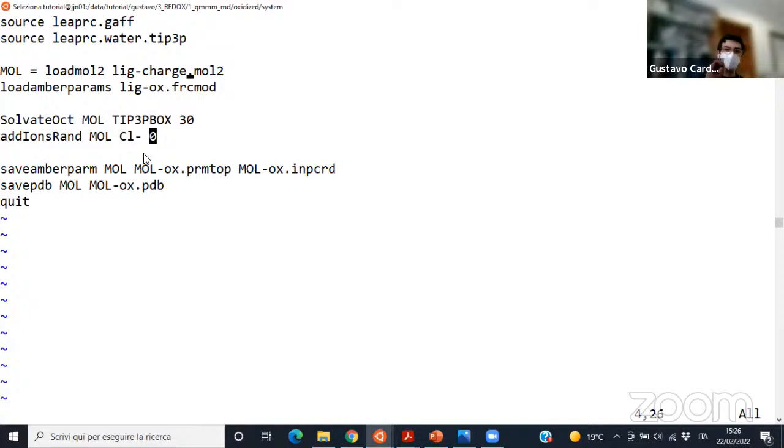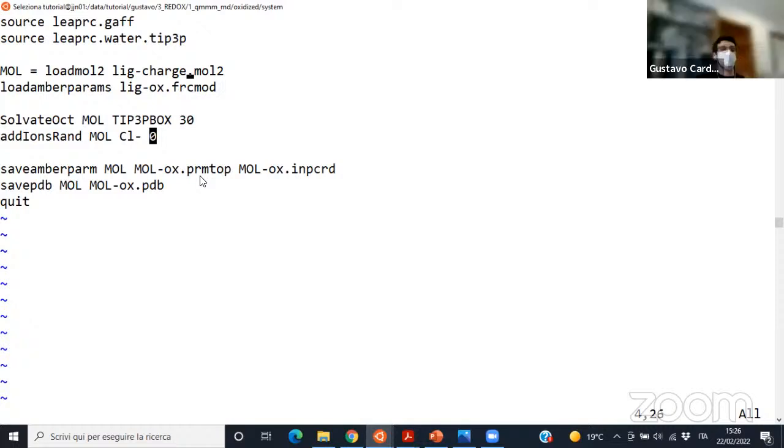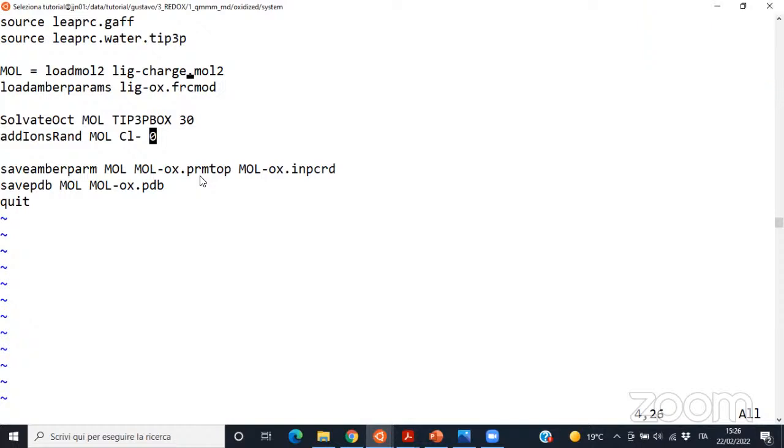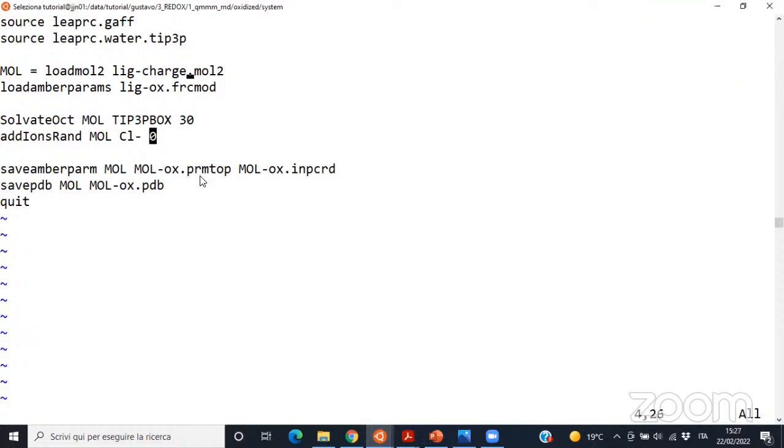So this is the reason. You would account for artificial interactions between the different boxes in your simulation. Sorry, no, but this is because you are using periodic boundary conditions. Yes. If you are using just a sphere to solve the system, do you still need this or no?